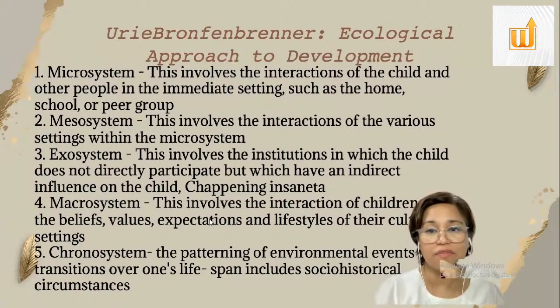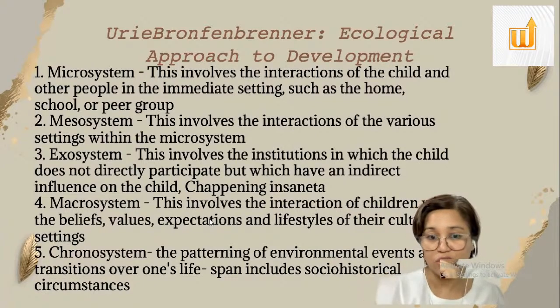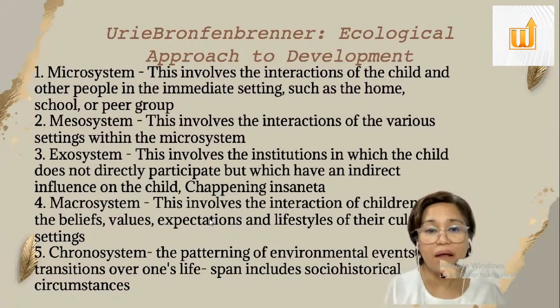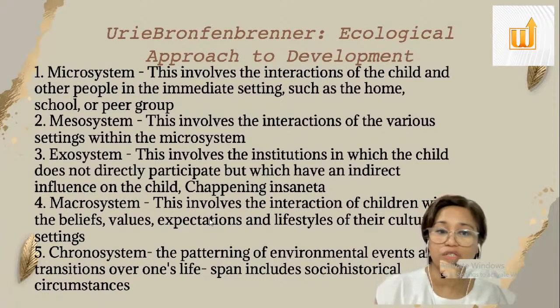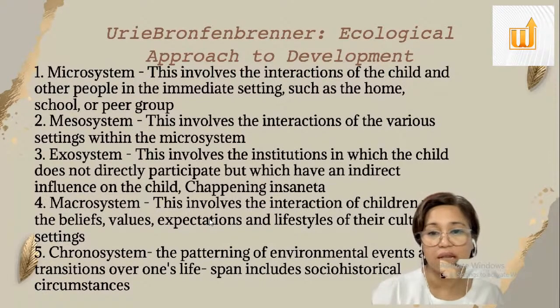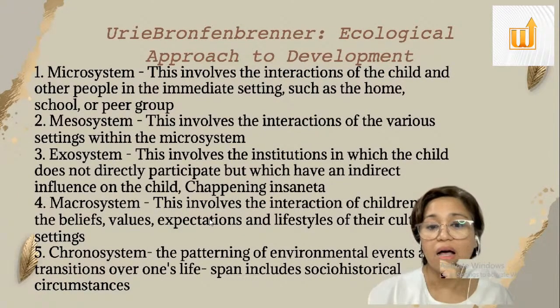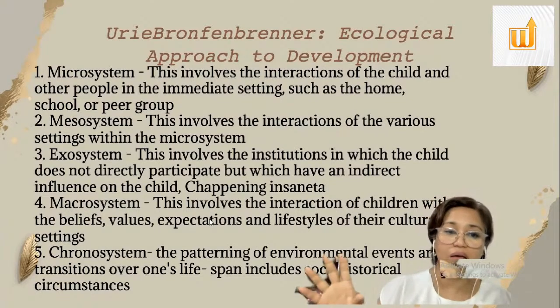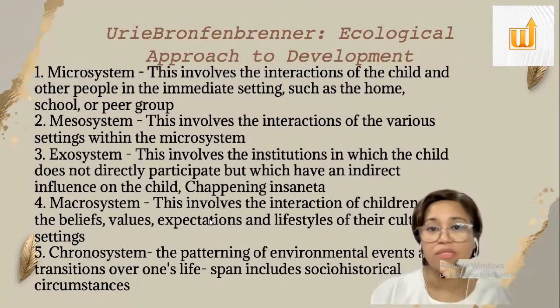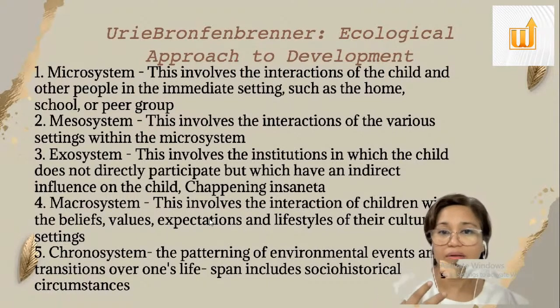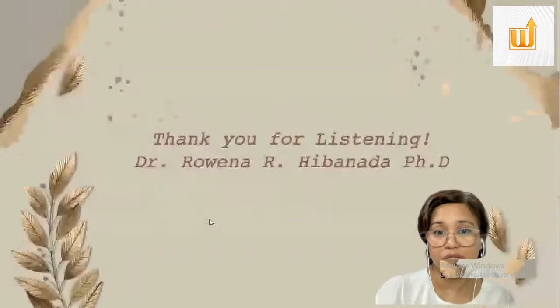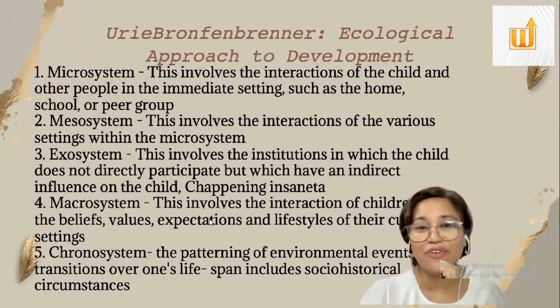The exosystem involves institutions where the child does not directly participate but which influence the child. And then we have the macrosystem, the interaction of children with the beliefs, values, expectations, and lifestyles of their culture. And then we have the chronosystem, the patterning of environmental events and transitions over one's life. During the lifespan, there are historical events happening, or circumstances, that affect the development of the individual person. So that's it for this day.